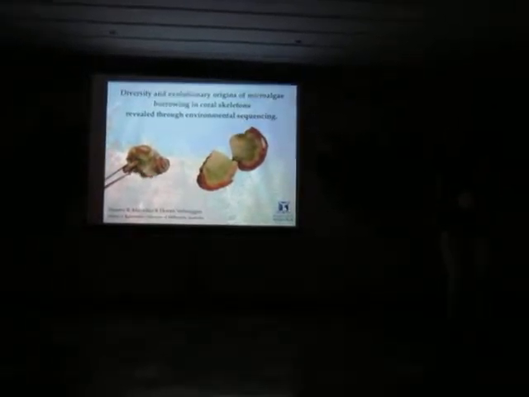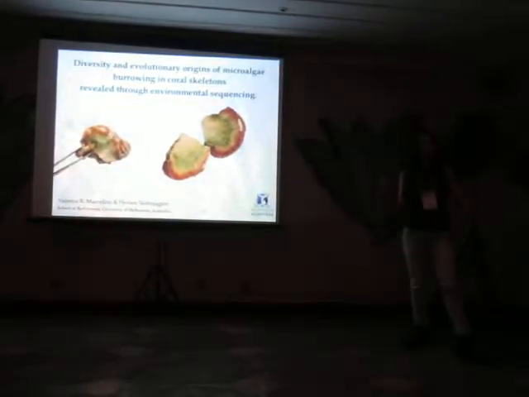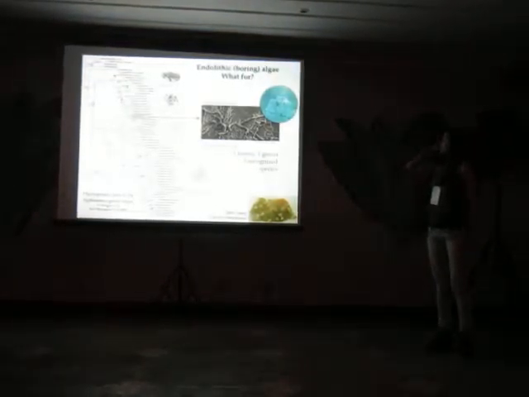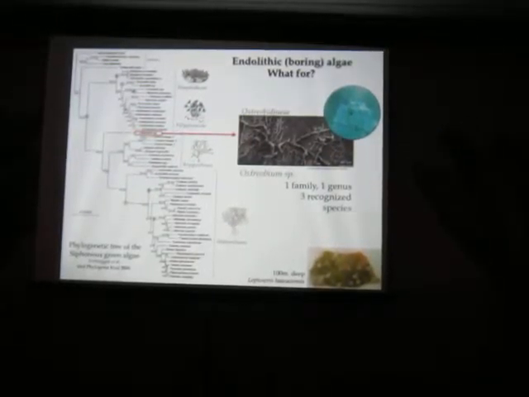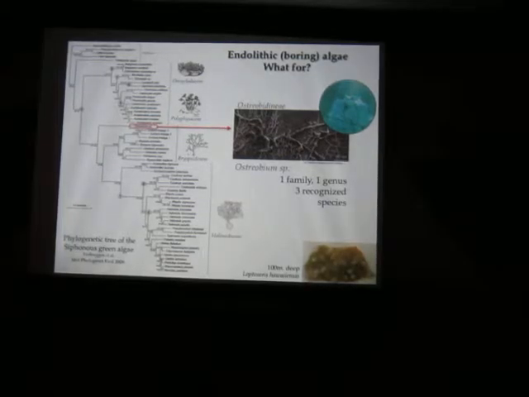I'm going to talk about the use of environmental sequencing to study microalgae. Particularly, I'm interested in these algae that are very easy to find when you break any stony coral into pieces. They are called endolytic or boring algae, and the green alga Ostreobium, a siphonous green one, is the most commonly found one.